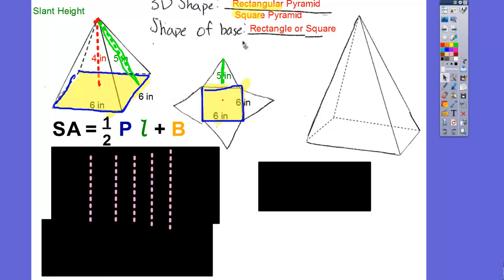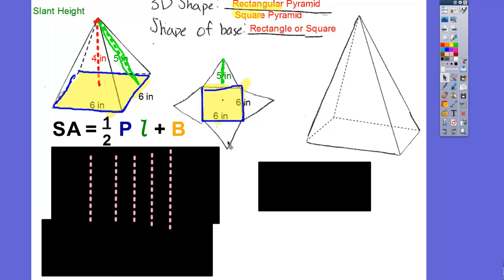The cylinder formula on your formula chart doesn't say one-half perimeter of the base times slant height plus the area of the bases. It says surface area equals 2 pi r times h plus 2 times the area of the base. So notice that instead of having 2 area of the bases, for a pyramid we only have one, because a pyramid only has one base.